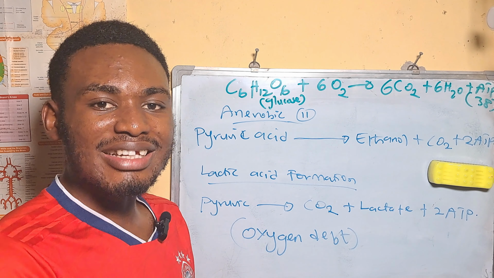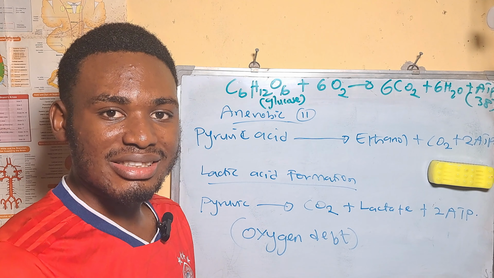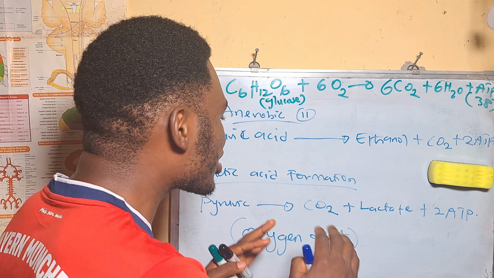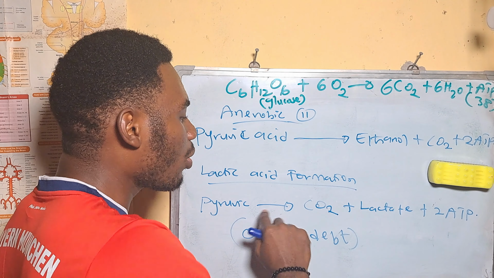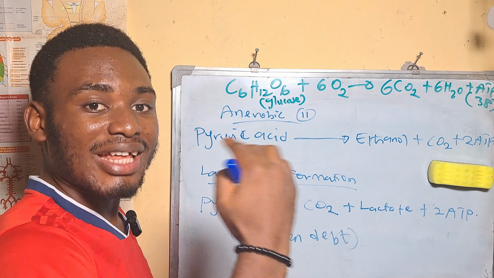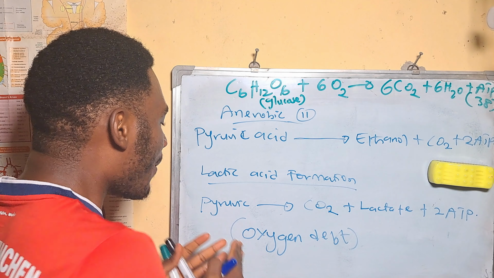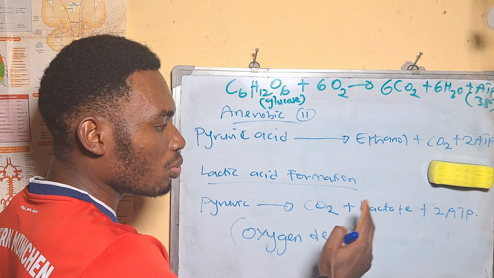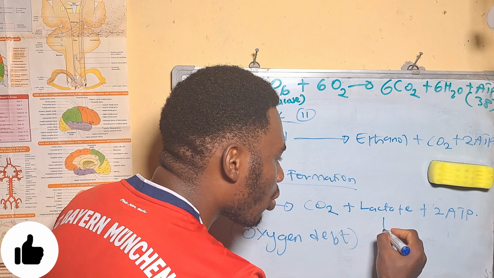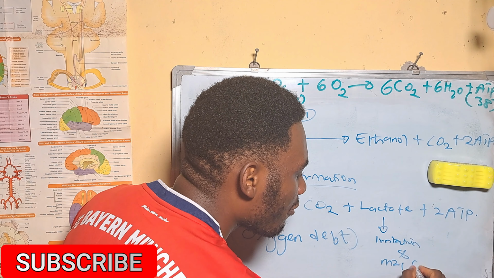But once the body has enough oxygen, maybe once you are done running and you are panting to take in more oxygen, the body stops producing this lactate and goes into aerobic respiration, which gives you plenty of 30 ATP. But if you are still in oxygen debt, the body is going to shunt pyruvic acid into CO2, lactate and 2 ATP. This lactate accumulation is going to cause irritation and muscle fatigue.